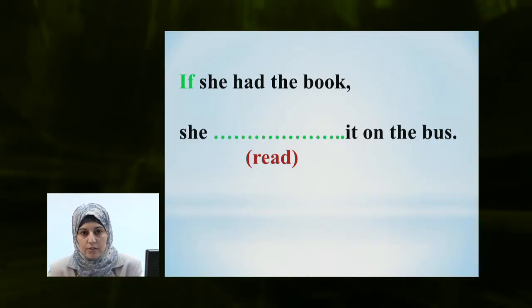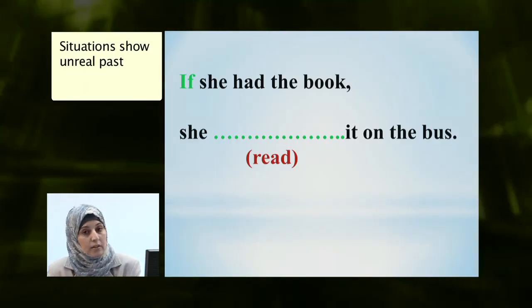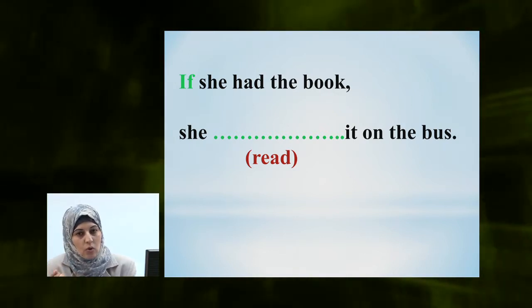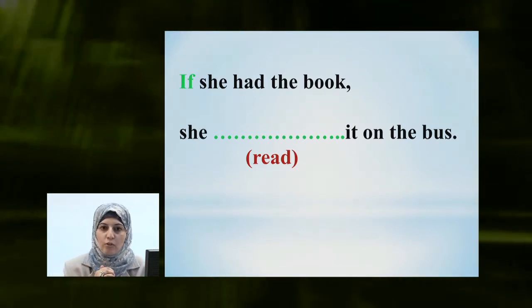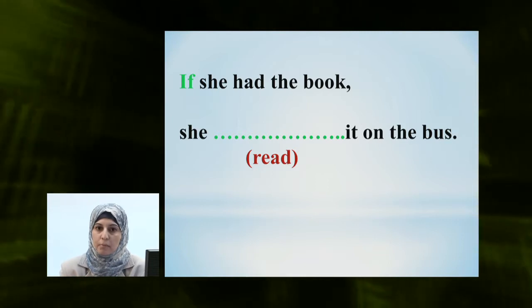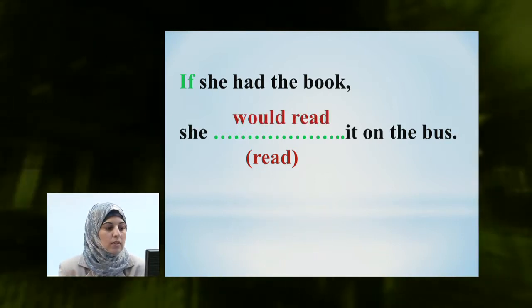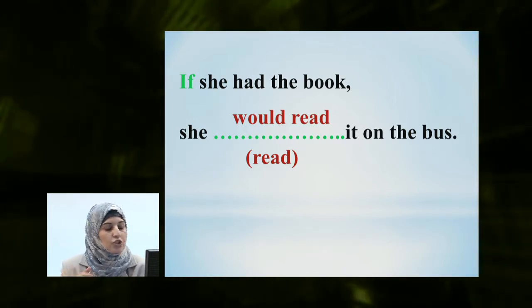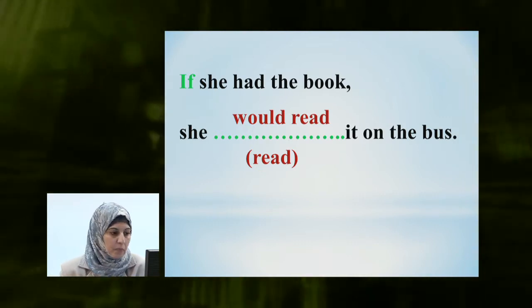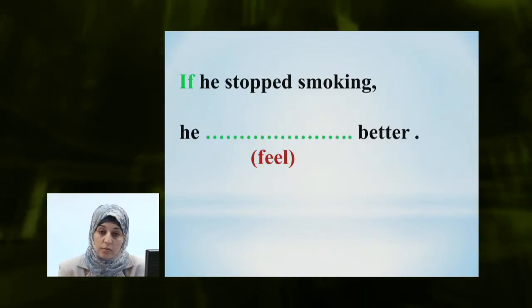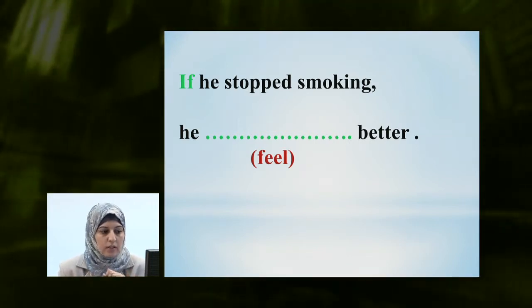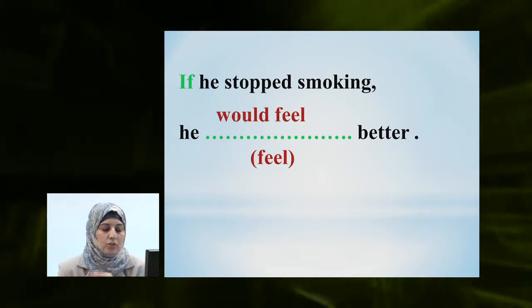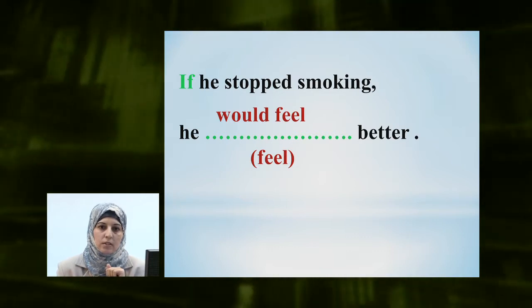Try to guess the best form for this verb. If she had the book, she read it on the bus. So, what is the best form for the verb here? Remember, type 2 includes would followed by the verb in the infinitive. So you say, if she had the book, she would read it on the bus. Another example, if he stopped smoking, he feel better. So what is the best form? Of course, it would be, if he stopped smoking, he would feel better.